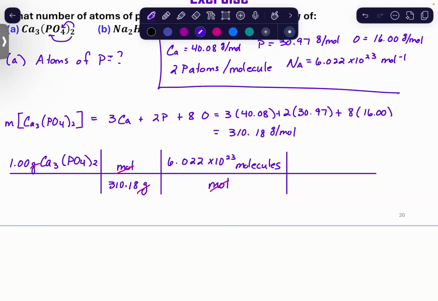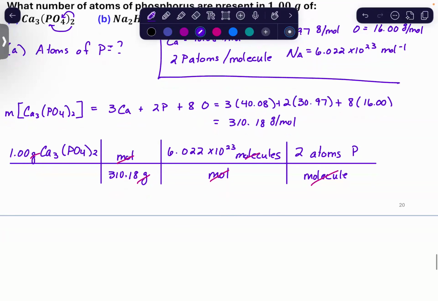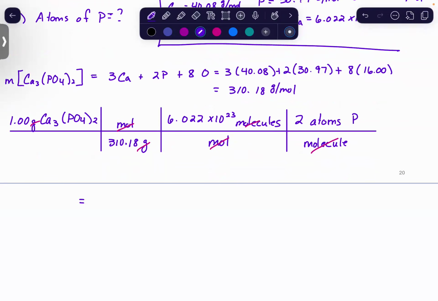And my last conversion factor is I have 2 atoms of phosphorus per molecule. The molecule unit will divide out. And so that leaves me with atoms of phosphorus. So I multiply 1 times Avogadro's number times 2, and divide it by 310.18. And I end up with 3.88 times 10 to the 21st phosphorus atoms.